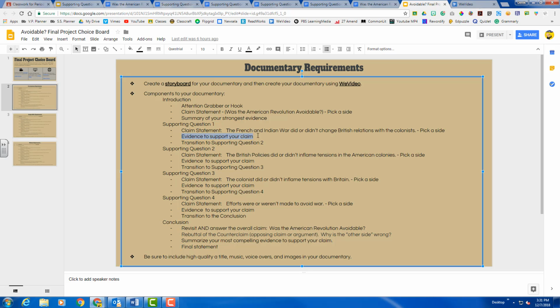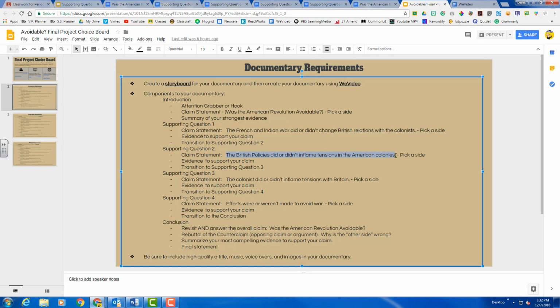And then you want to talk about the colonial reaction to all those things, the war, the debt, and the Proclamation of 1763. Then you want to transition into supporting question 2 and how the French and Indian War led to the British policies that either did or did not inflame tensions with the American colonies. So what were some of those policies that either did or did not inflame the colonists?